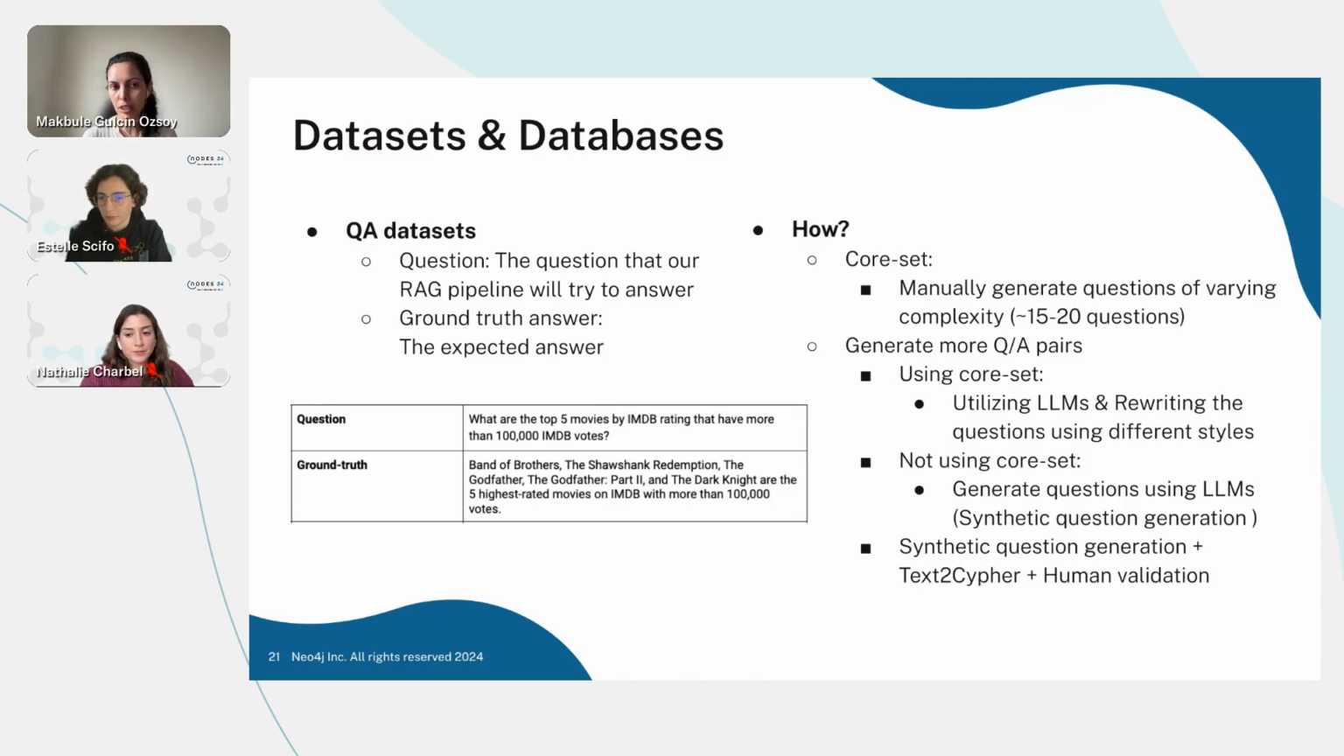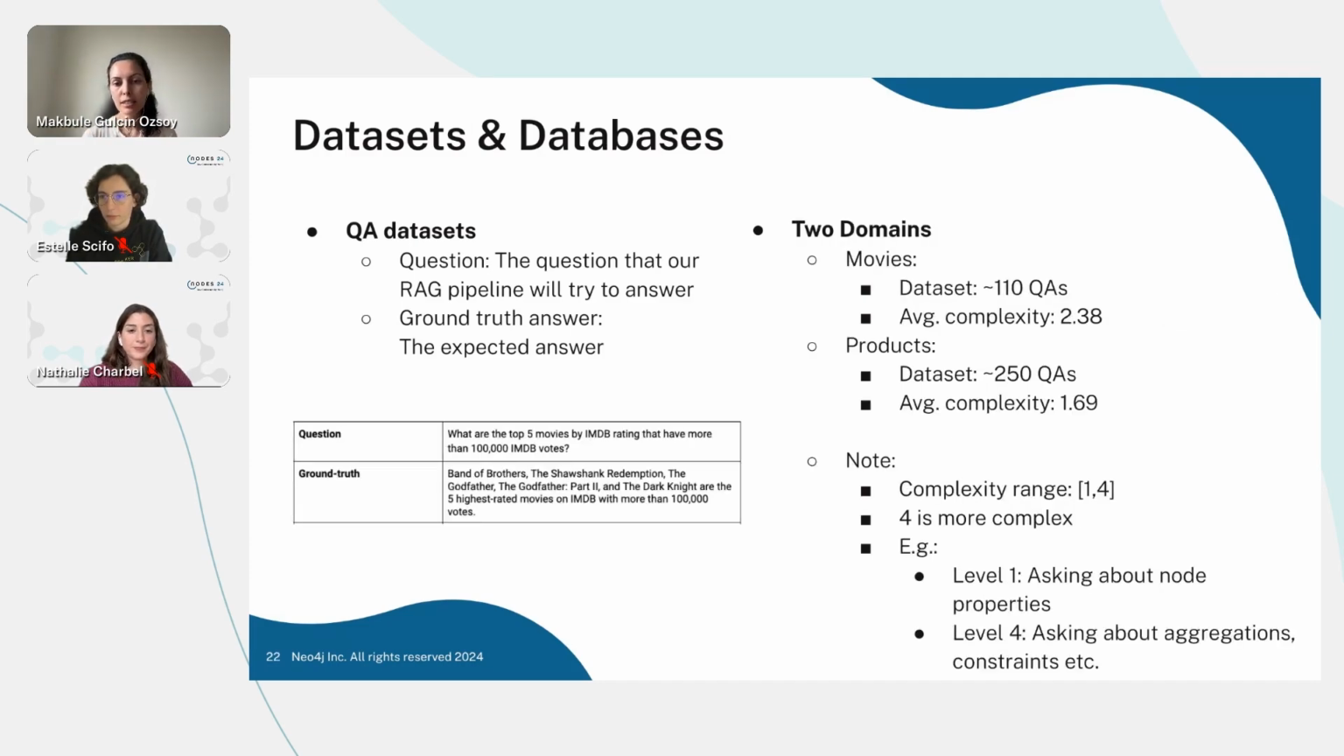For this purpose, we have used text-to-Cypher to generate Cypher queries. We collected the output from Cypher and compared them manually using human annotators. Since this step requires human annotators, we were able to collect around 100 questions and answers for movies and around 250 questions for products. When we check the complexity levels, we see that the movies dataset is a little bit more complex. It contains more questions about aggregations. However, products complexity was around 1.6.